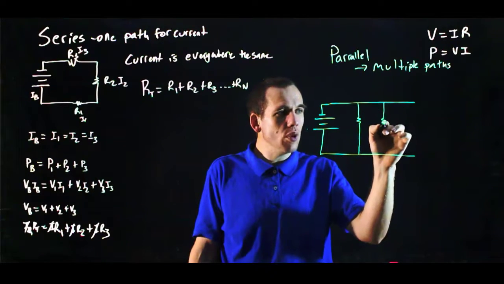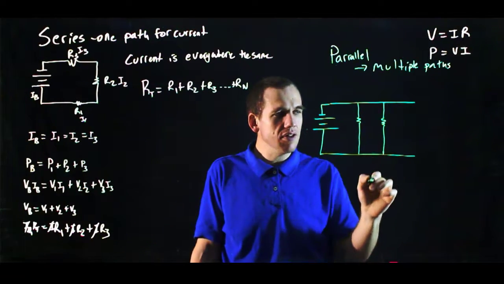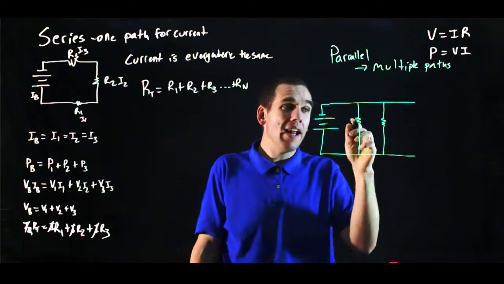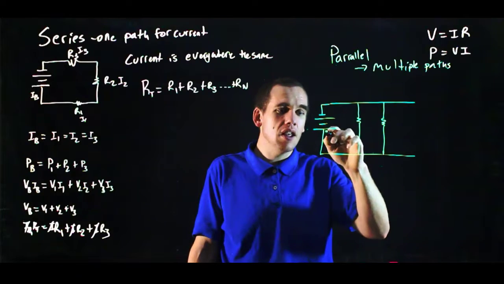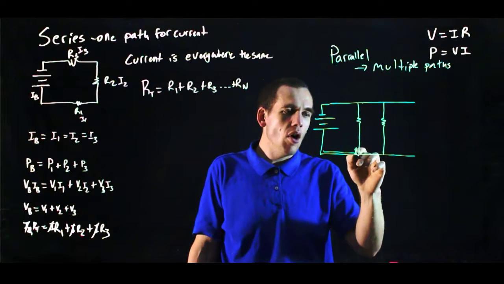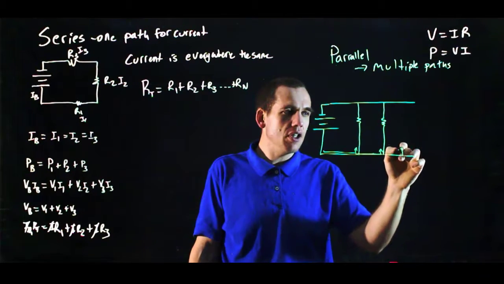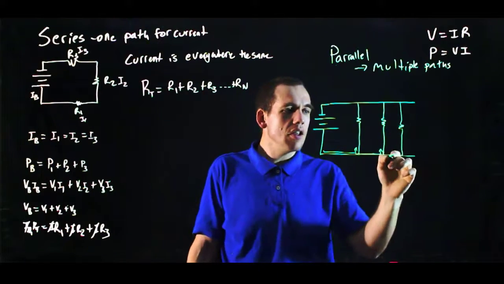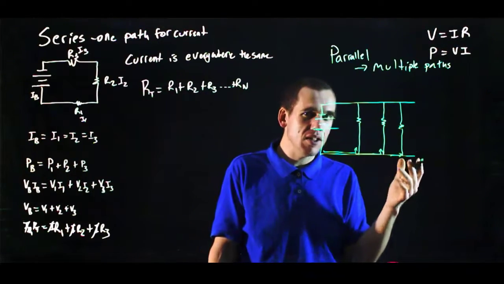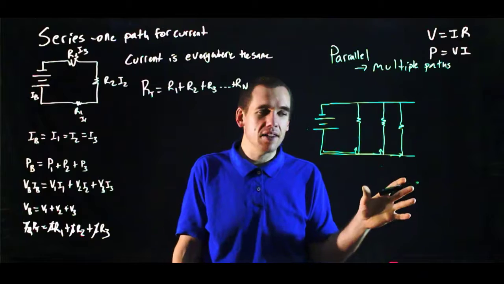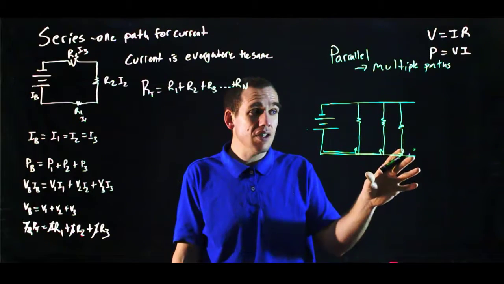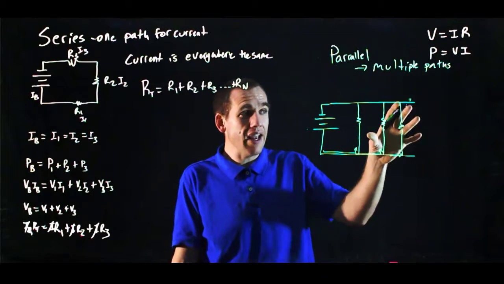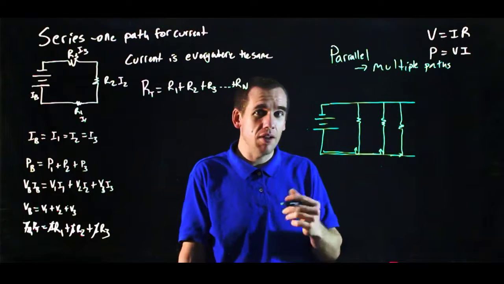I could put another one here, and we tend to think of resistors as limiting current, which is true, but actually I used this resistor to open up another path because now current can leave the battery and go here, or it can go here. And if I put in another one, it could go there. So actually adding resistors here is going to increase the number of paths that current can take. And if the number of paths have increased, then the actual resistance of this circuit goes down every time I add a resistor in parallel.